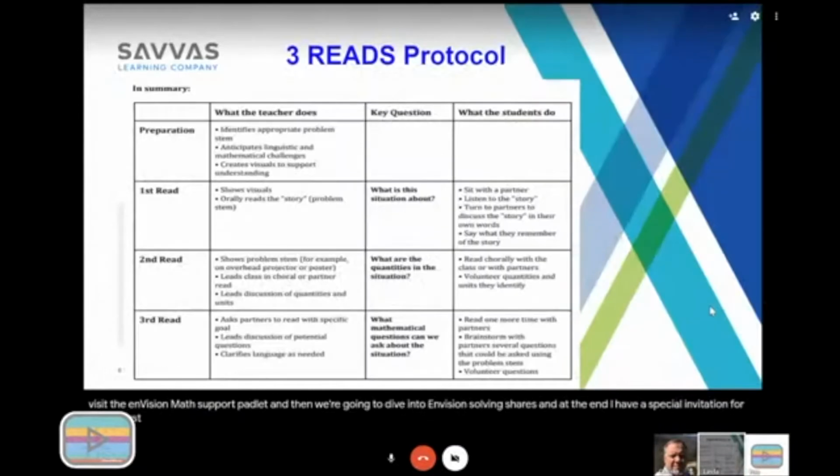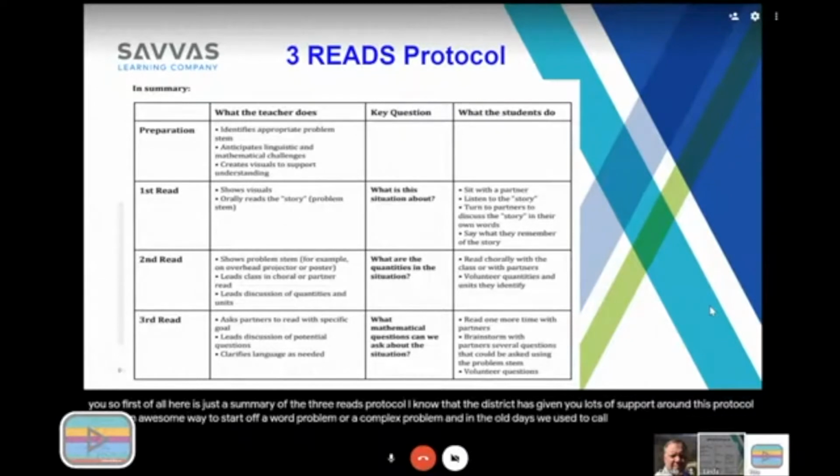So first of all, here is just a summary of the 3 reads protocol. I know that the district has given you lots of support around this protocol, and it's an awesome way to start off a word problem or a complex problem. And in the old days, we used to call them story problems. And I love this comeback to the idea of the problem being a story.